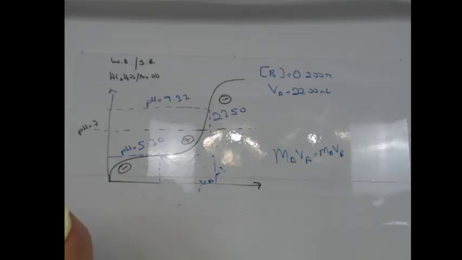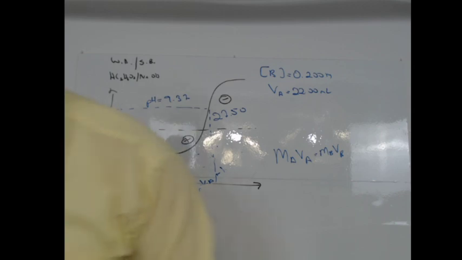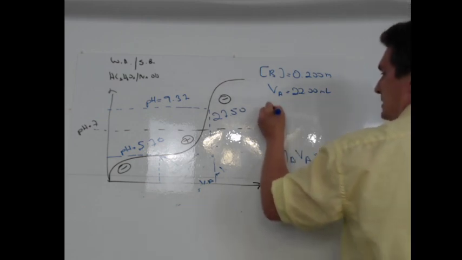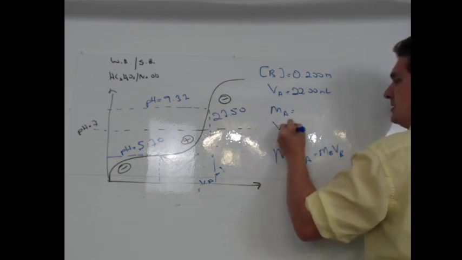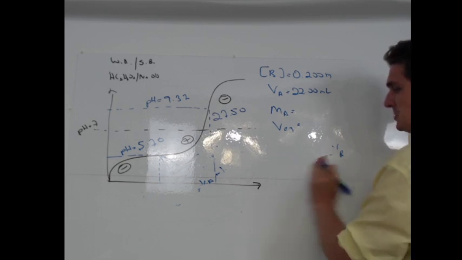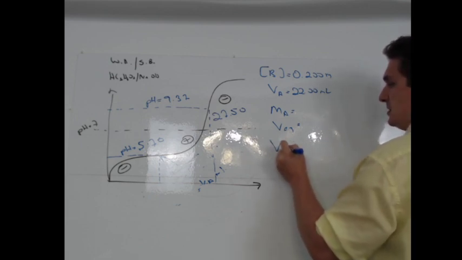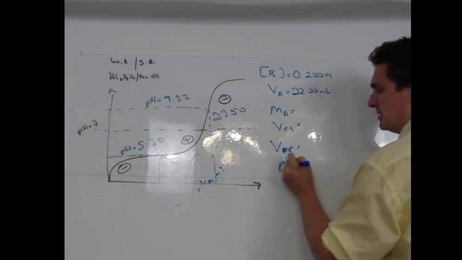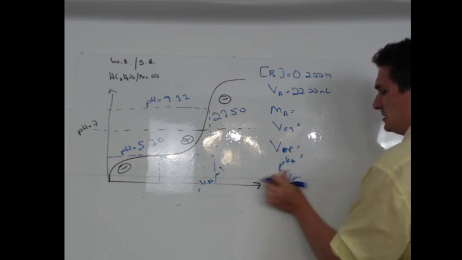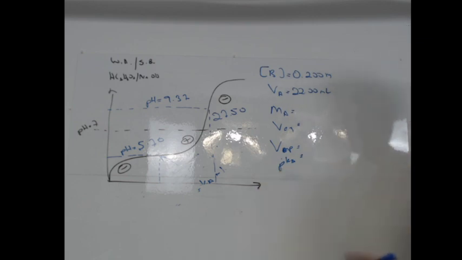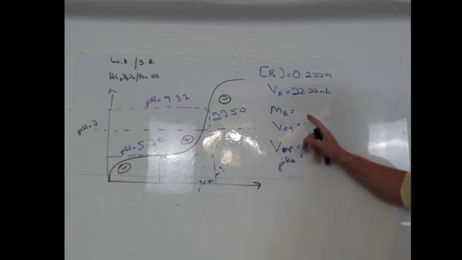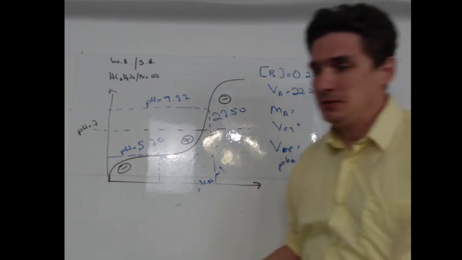So let's talk about how to solve this problem. What it's asking you for is the molarity of the acid, the volume at the equivalence point, the volume at the midpoint, and the pKa. It definitely doesn't ask you for the Ka. So it wants the molarity of the acid, the volume of the equivalence, the volume of the midpoint, and the pKa. Now, molarity of the acid we'll get to.